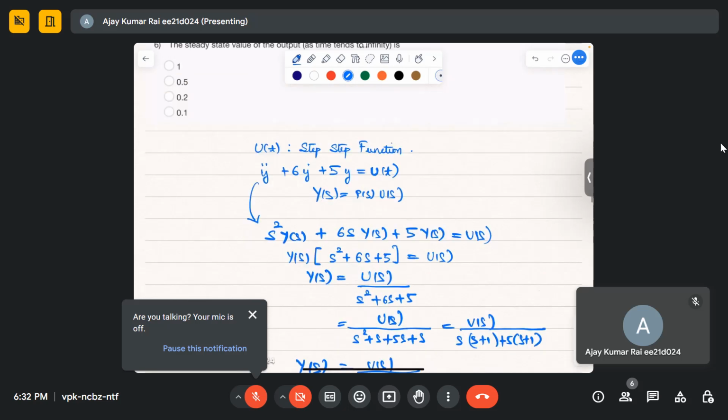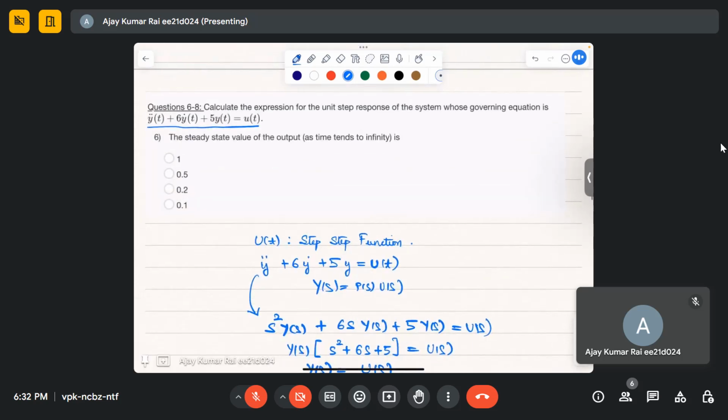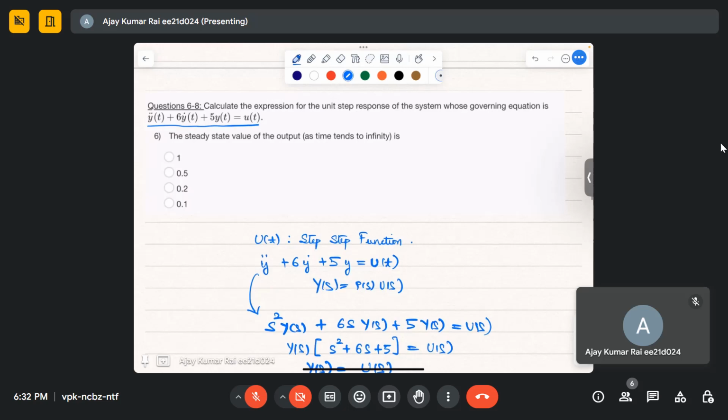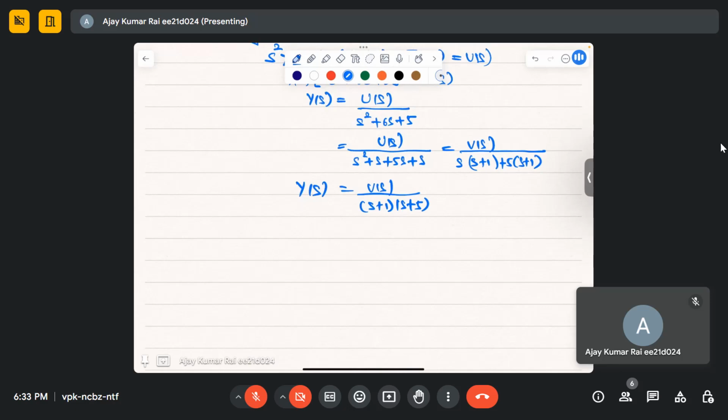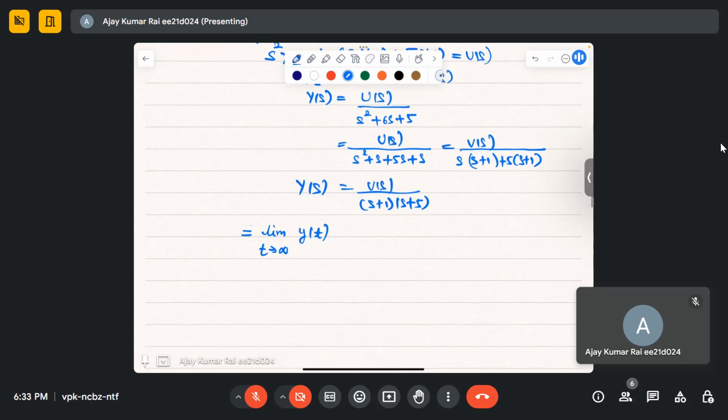Very simple. So what you have to find out is the steady state value of the output as time tends to infinity. Okay, so we have learned. So we have to find out y of t when t tends to infinity, right? We have learned some theorems in the first week. Can you tell me which theorem should I apply here?